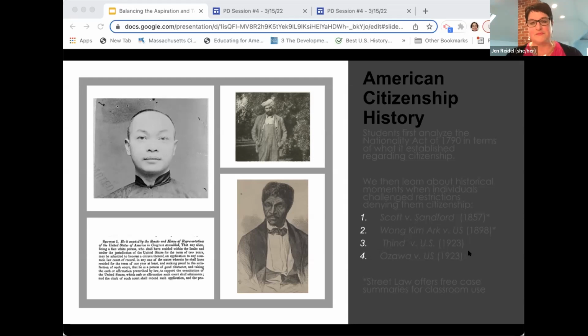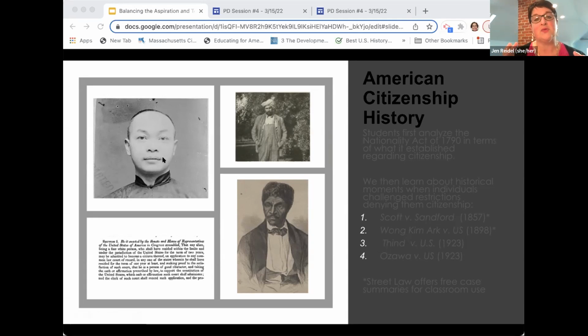There's also been two other cases that help the kids see patterns or anomalies to those patterns. And one of them is the story of Bhagat Singh Thind. And he is an East Indian man who actually fights for the United States in World War I. He's honorably discharged. He gets citizenship, then he gets it taken away, and then he tries to get it again. And they say, no, you're not one of us.